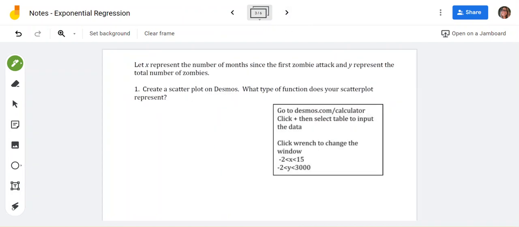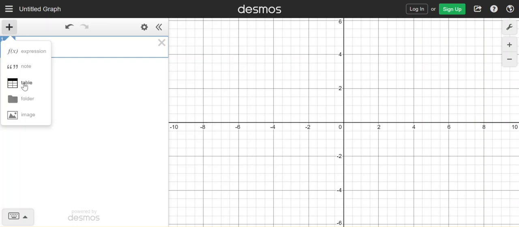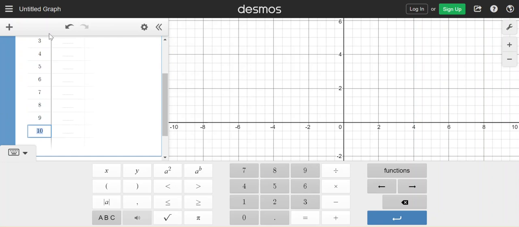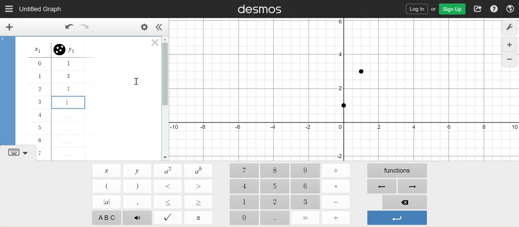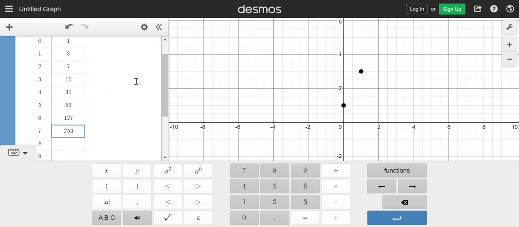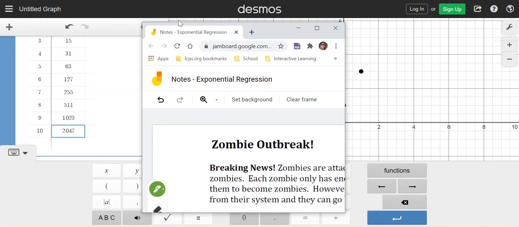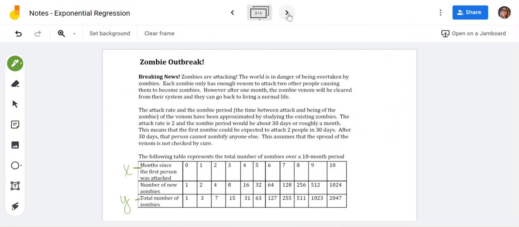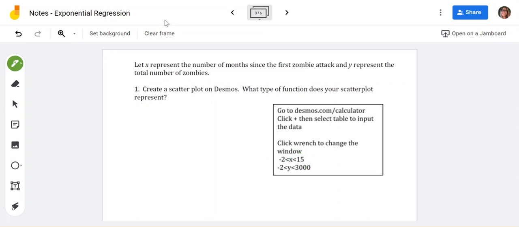So let's create a scatter plot on Desmos. We're going to click the plus and then table. And so our X values are 0, 1, 2, 3, all the way up to 10. So we start with 1 zombie, then 3, 7, 15, 31, 63, 127, 255, 511, 1023, and 2047. All right, so we're going to click our wrench, and what was our recommended window? We're going to do X from -2 to 15 and Y from -2 to 3,000.